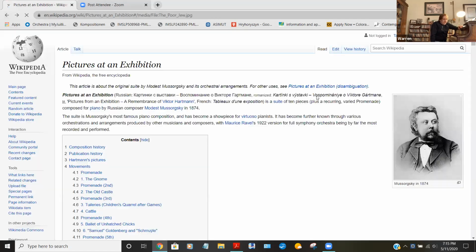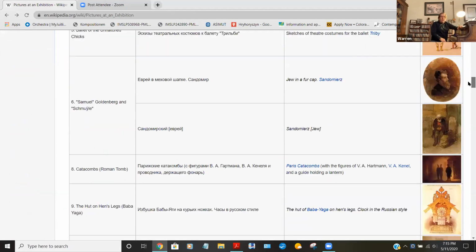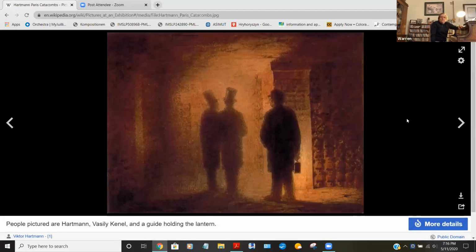So it's an interesting issue. But that particular movement is very, very striking, and it's one we'll talk about in some detail next week, because it has one of the world's most famous trumpet solos, and we will talk about that in detail. Next, we've got a picture of the catacombs, don't we?